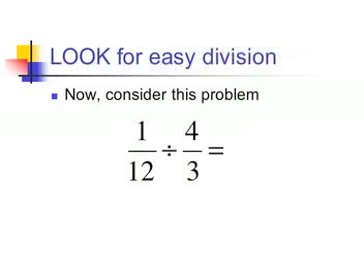Okay, now we're going to go back to some problems. Okay, step 1, we want to look for easy division. When we consider this problem, 1 divided by 4, we can't get a whole number answer to that. 1 divided by 4 is a decimal number.